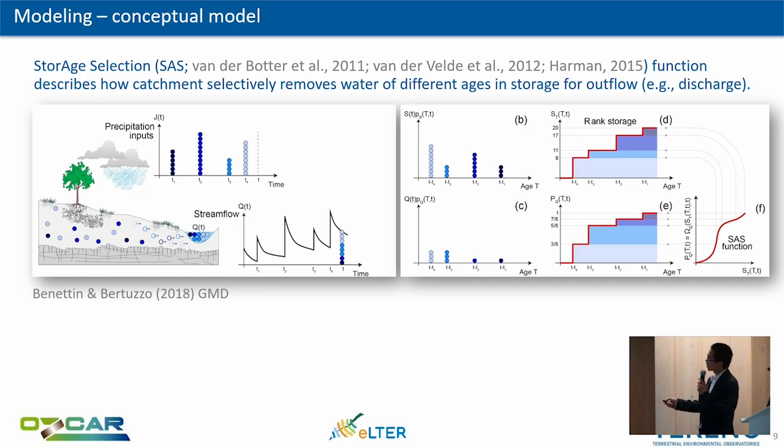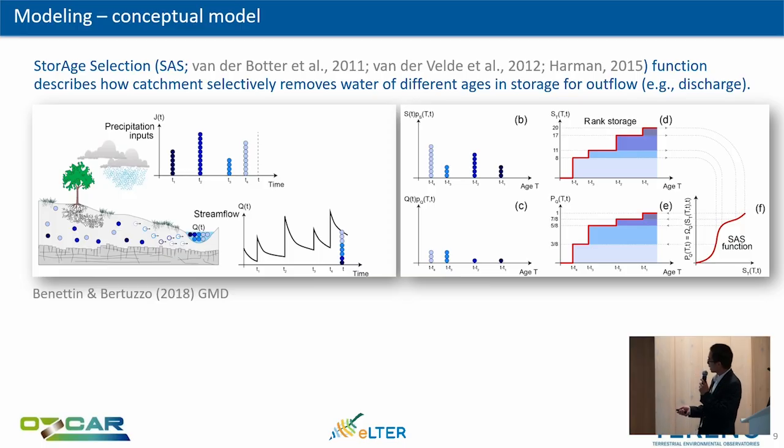And then we can convert it to the cumulative distribution, showing how much water in storage has an age smaller than a certain threshold. The next step in this approach is to assume the functional form of the SAS function, and from that we can derive the transit time distribution of discharge, for example, in a cumulative form like this, or in this form showing how much water in discharge has a certain age. And of course, we cannot assume just any random SAS function. So in this sense, the tracer data come into play.